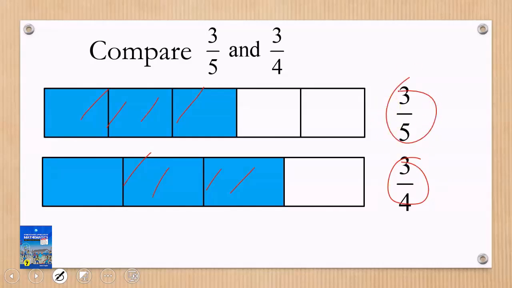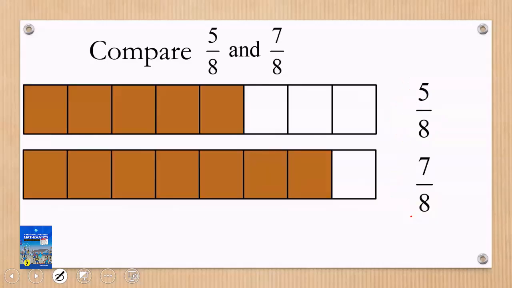And so what we are saying is that if the numerators are the same, the one with the least denominator becomes the biggest fraction. Other way around, if the denominators are the same, the one with the biggest numerator becomes the biggest or the largest. So take note of that.